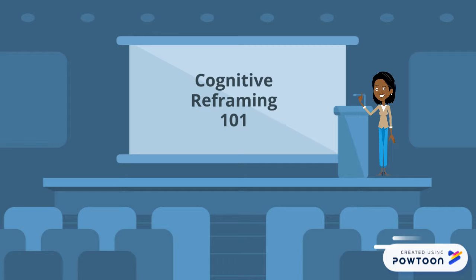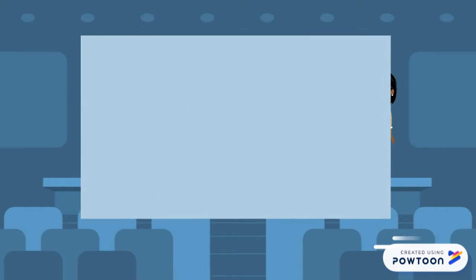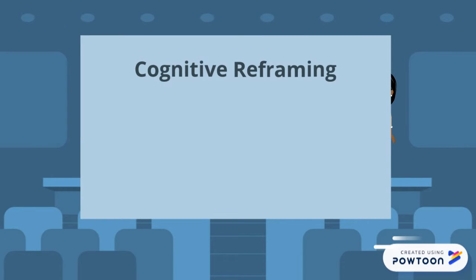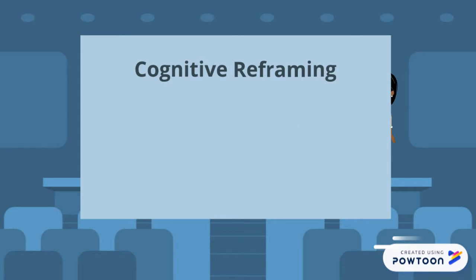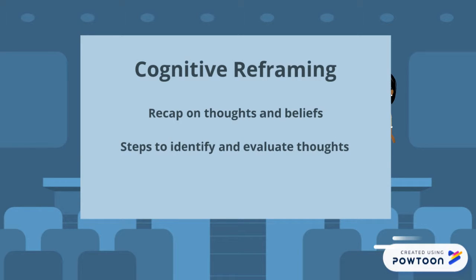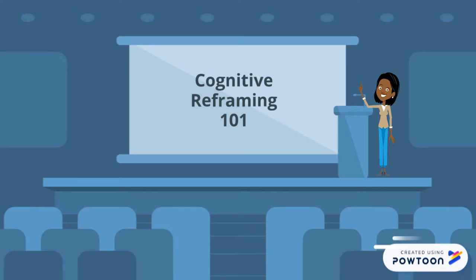Welcome! This workshop will provide you a brief overview of the first two steps in cognitive reframing, identifying and evaluating thoughts. We'll start off with some important points regarding thoughts and beliefs, then we'll walk through the two steps, at times taking pause to see theory in action by peeking into a simulated counseling session.